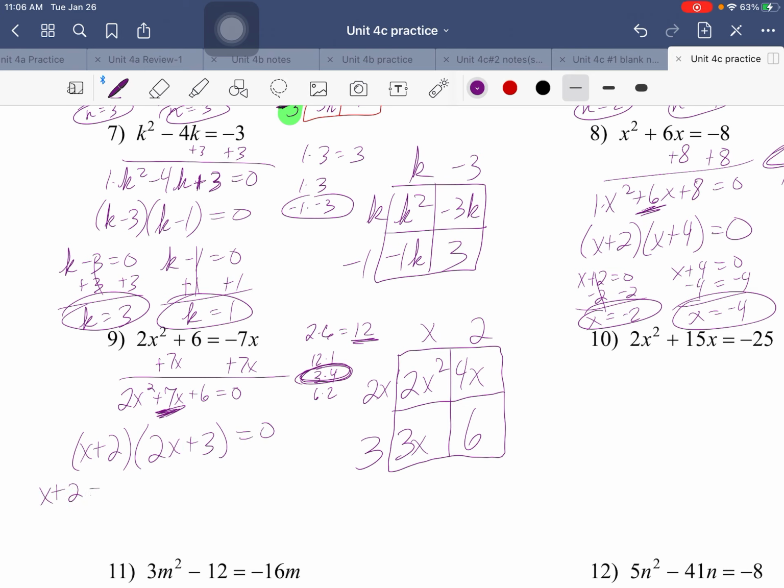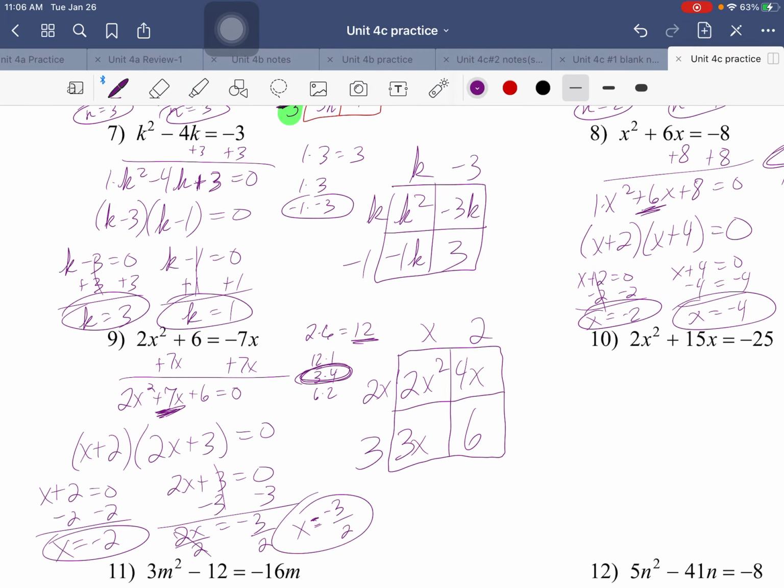Set each factor equal to 0. One-step equation here for the first one. So x equals negative 2. And we have a two-step equation here. So like terms, 0 and negative 3 are not like terms. And negative 3 over 2 is another solution. So we have a fraction.